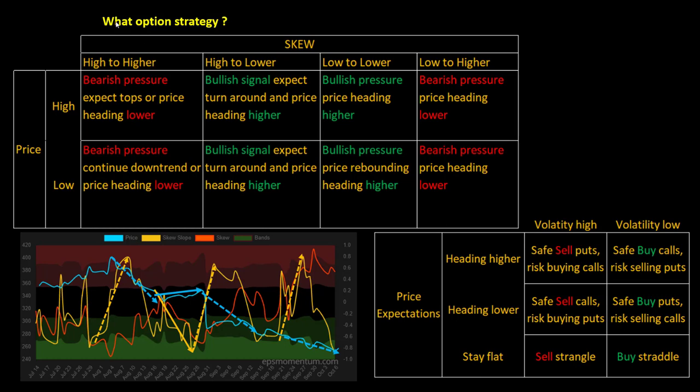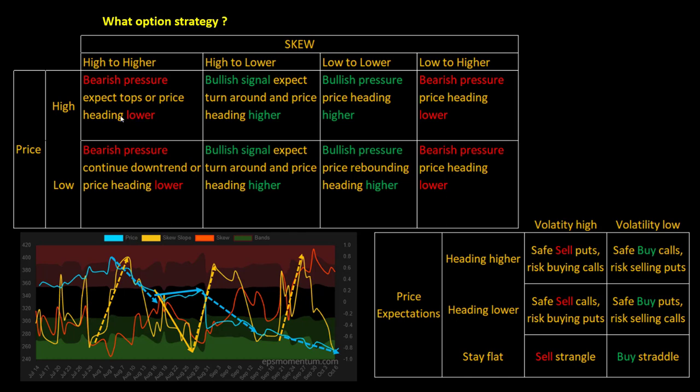Okay, so if the skew here, I repeat, the red curve is very high up and going higher, there is bearish pressure. With the price being high, you should expect either the price to top and then turn around and head lower. Same thing: if the skew is high and it's turning lower, then it's a bullish signal, because the skew is changing direction, so you expect the price to head higher.